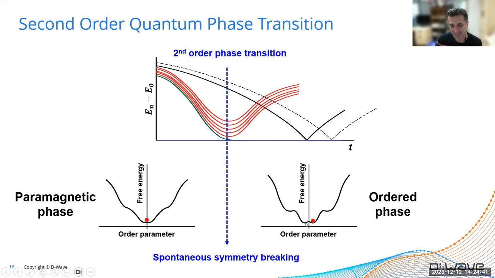And this happens continuously. The barrier continuously rises. And this continuous spontaneous symmetry breaking is the reason that we have second order phase transition. And this holds for ferromagnets, antiferromagnets, and even spin glasses. This kind of picture holds.